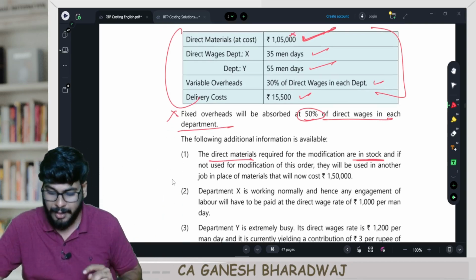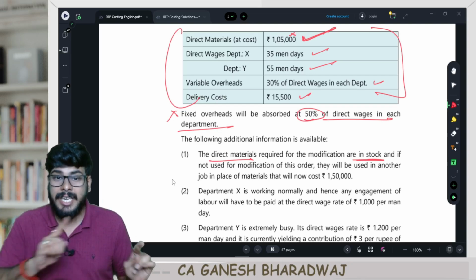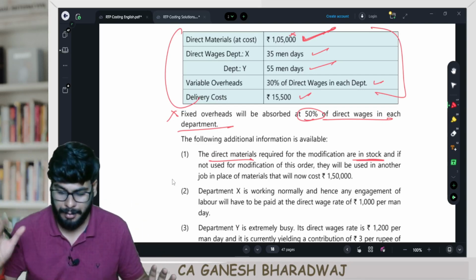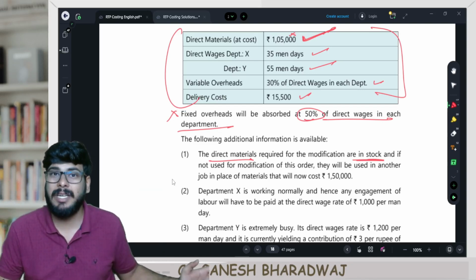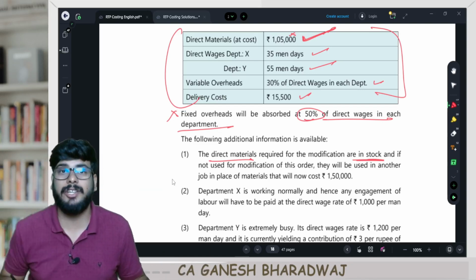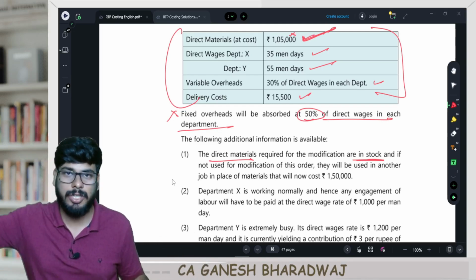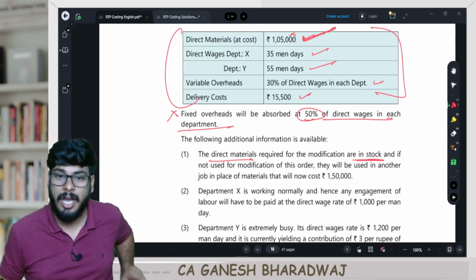But now read it further. What they are saying: if I don't use this for this particular modification for the new customer, the same material will be used for another job, correct? So if I don't use it now, the same material could have been used for another job. But what am I doing? I am using it.